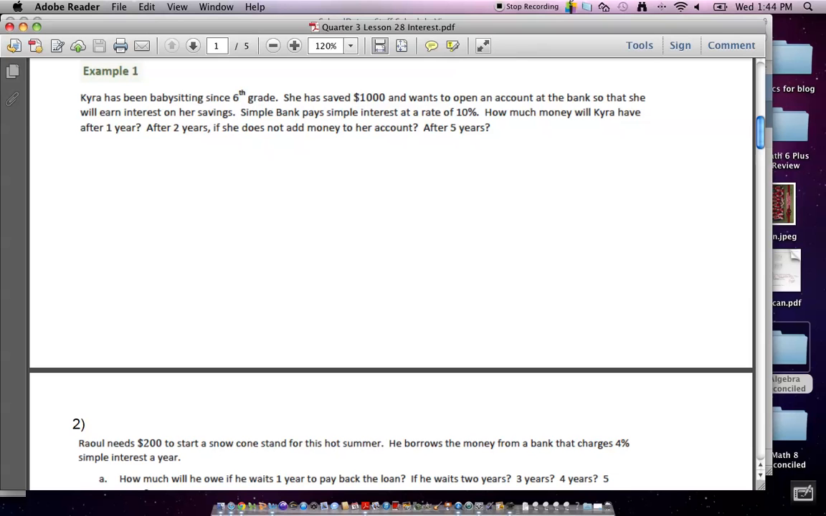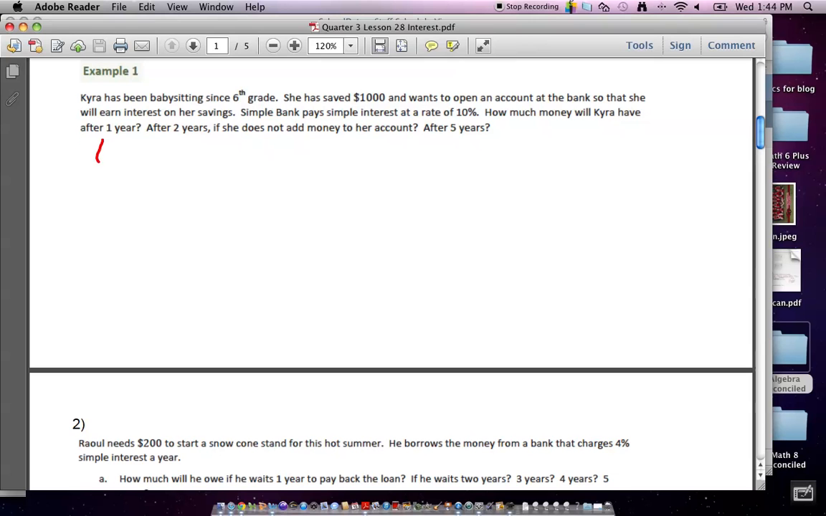Kira's been babysitting since 6th grade. She saves $1,000 and she wants to open an account in the bank so that she will earn interest on her savings. Simple Bank pays a simple interest of 10%, which is really high. Nowadays it's under 1%, but still pay 10%. How much money will she have in a year, 2 years, and so on?